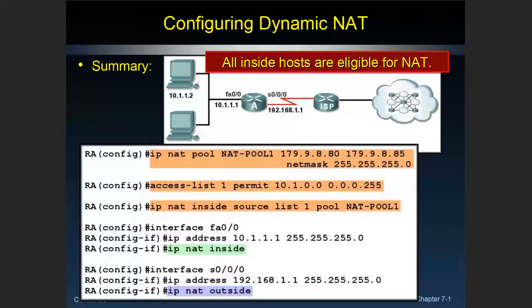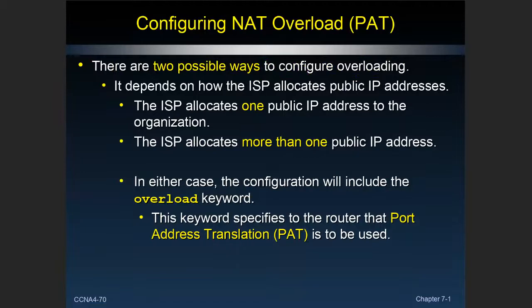So all inside hosts are eligible for NAT. Only one problem. Only the first 6 hosts will get serviced. And the 7th host and all the ones beyond, they'll have to wait in line. They won't get a connection. So let's fix that problem and do what all the home routers do. I could simply buy 4,000 IP addresses from the ISP, but that would be a big expense. I could allocate more than one address.